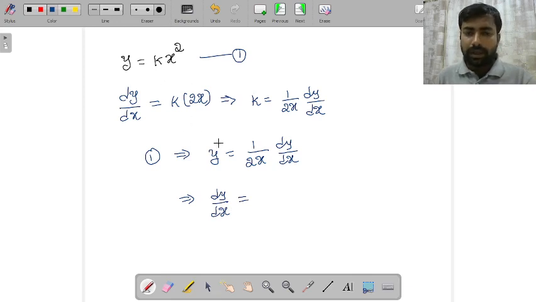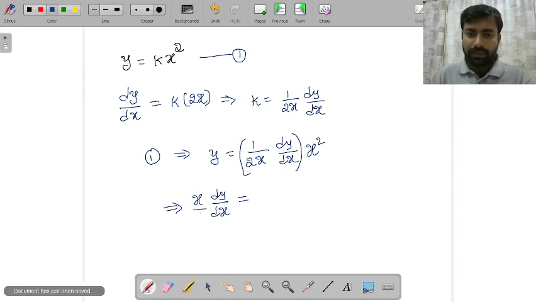oh, I think I have written something wrong. I substituted k, but I didn't write this x square, right? So this into x square, sorry. So now when you simplify this, you can cancel this x and x here, so that you will be left with x by 2, right? And this side we have y. Now this one can be rewritten like this: dy by dx equal to 2y by x.